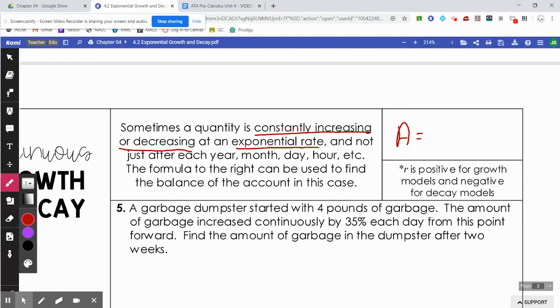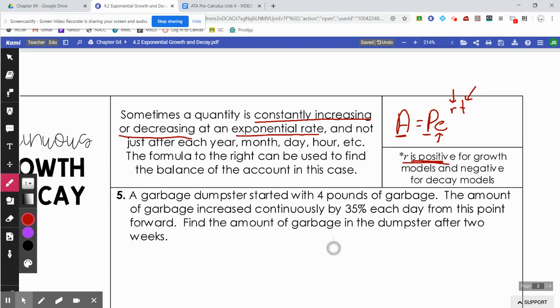A equals P E to the R T power, where A is the amount left if you start with P. E is the number we talked about earlier in the chapter, 2.71828. R is your rate of increase or decrease, and then T is the time. If R is positive, that's going to be exponential growth. R is positive for growth models and negative for decay models.